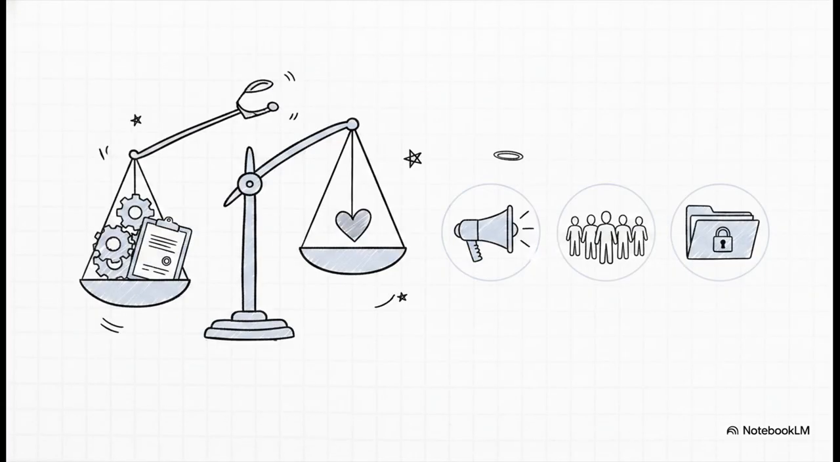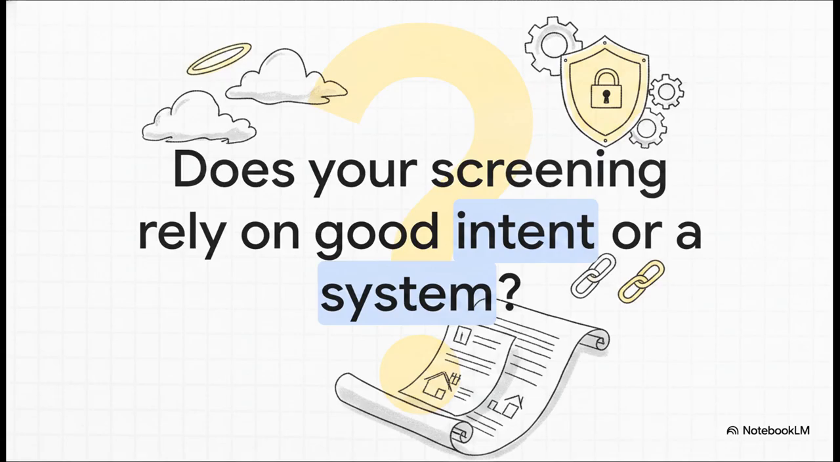If you take one thing away from this explainer today, let it be this: process over intent. Publish the standard, apply it to everyone, and document the outcome. The vast majority of fair housing exposure does not actually come from malicious bias. It comes from inconsistency and outdated rules knowledge. Fixing your process rather than just relying on your good intentions is truly the only way to remove legal risk. So, I want to leave you with this final, crucial question. Take a close look at your own operations. Is your current screening process relying on good intent or a bulletproof system?